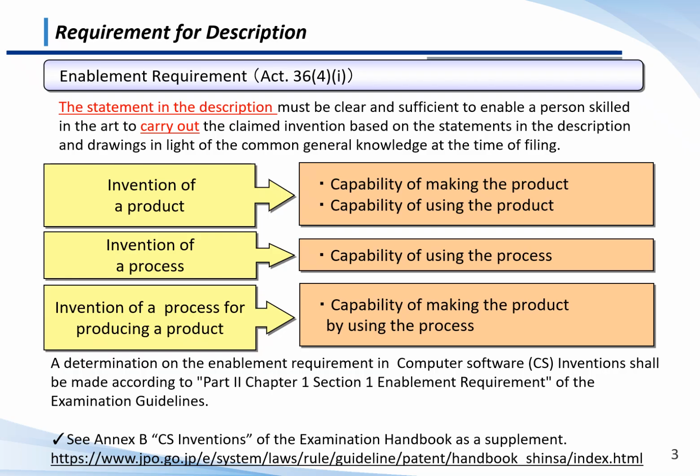The examiner determines whether the statement in the description satisfies the enablement requirement, based on the category of the claimed invention. For an invention of a product, the enablement requirement is to ensure both the capability of making the product and the capability of using the product. For an invention of a process, the enablement requirement is to ensure the capability of using the process. For an invention of a process for producing a product, the enablement requirement is to ensure the capability of making the product by using the process.